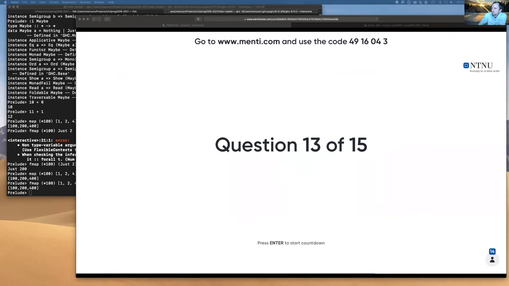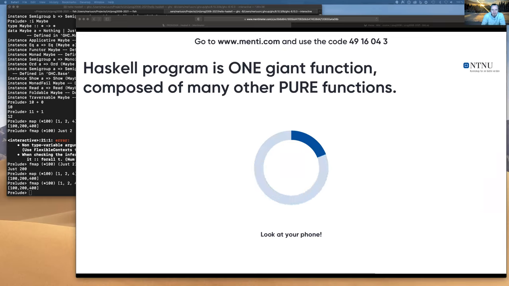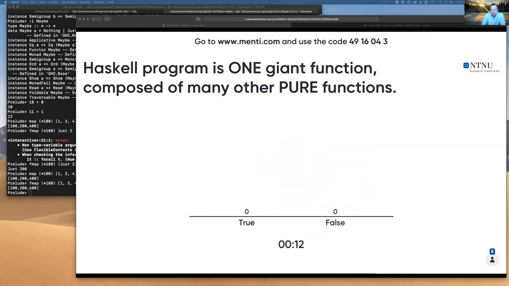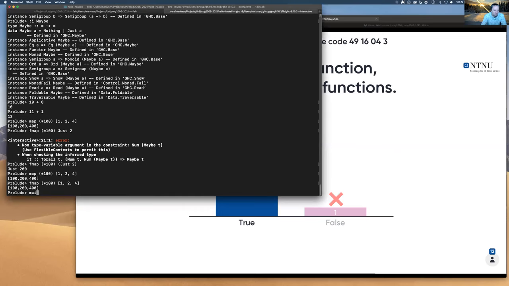One more. Now the answer logically follows. You should know the answer now. Exactly: a Haskell program is one giant single pure function called main. You've noticed when you're doing Haskell, at the end of the day you're saying main equals, and you're doing some stuff. That is just a single function, which is composed of other functions, which are composed of other functions, all the way to the bottom. And that one giant function is pure, same as every other function in Haskell.